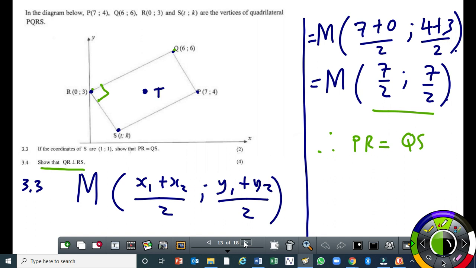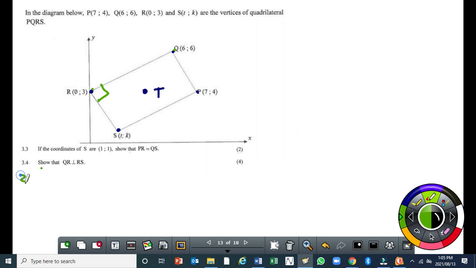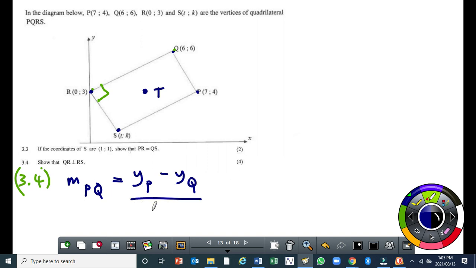Okay, let me calculate. I'm now doing 3.4. So I'm going to calculate the gradient of RQ. So I'll say MRQ is equal to YR minus YQ over XR minus XQ. And this is equal to, right? So it's supposed to be RQ. So that's RQ. So this is R. This is also R.